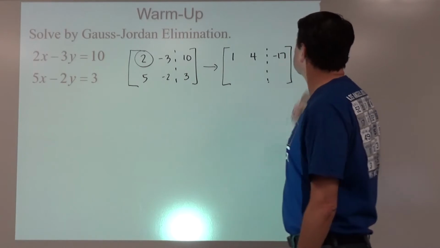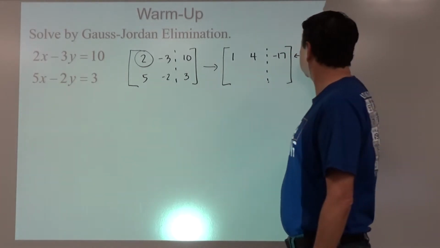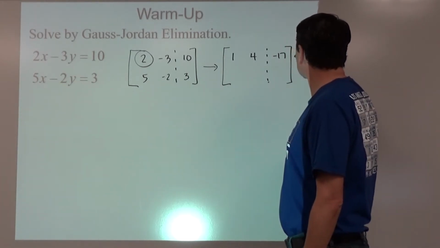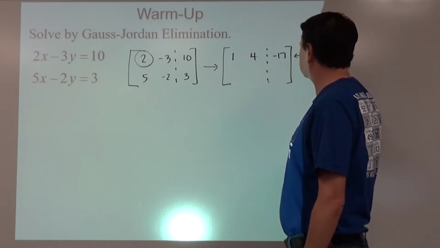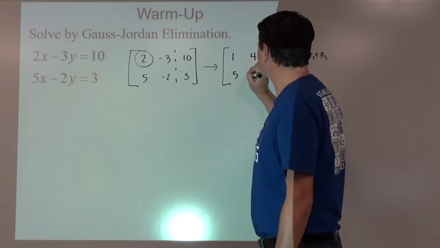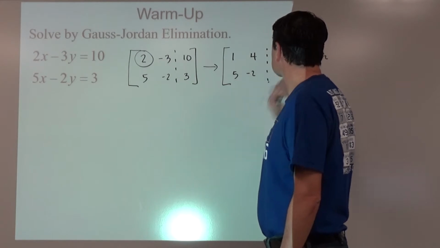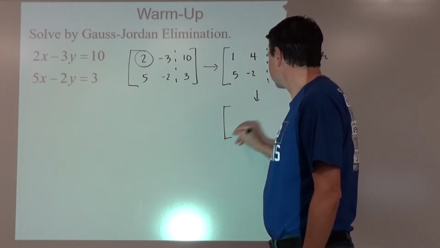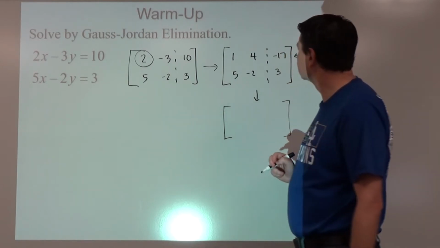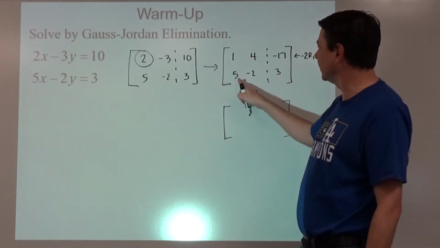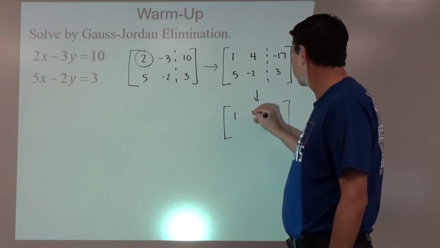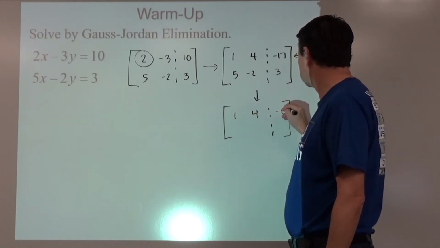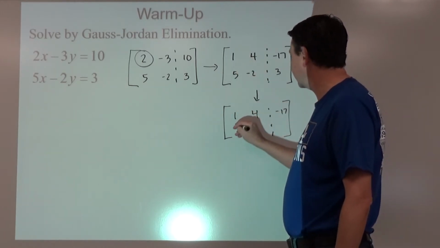So what did we just do? We did -2 row 1 plus row 2. We'll keep this one the same. So we've got our 1. We want to make this a 0. Keep the top row. Multiply by -5 and add.